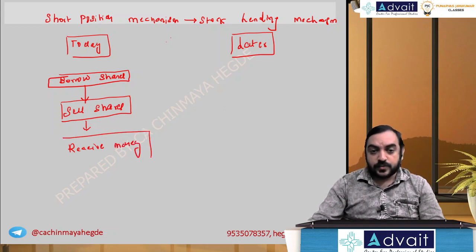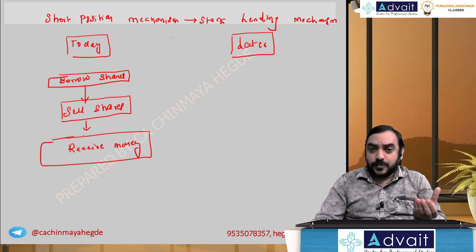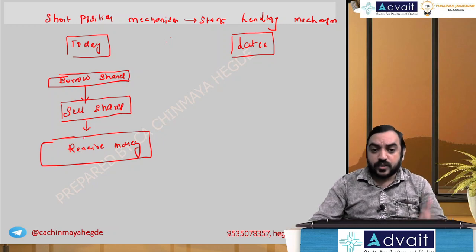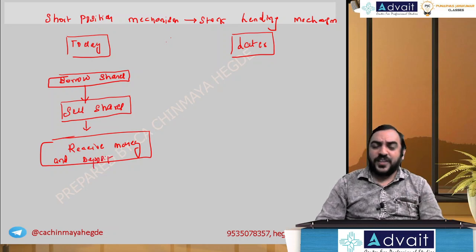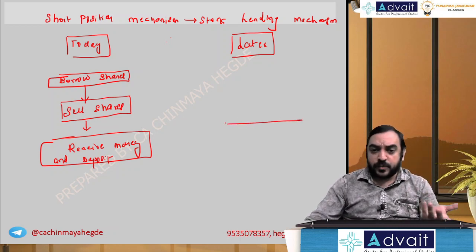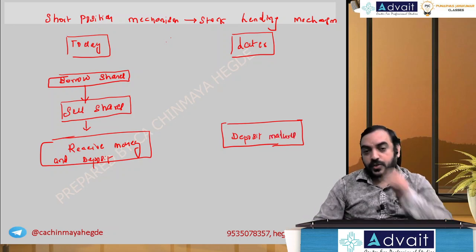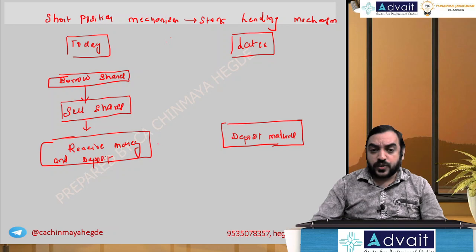Once you receive money, you will have money with you. You don't keep it idle. You deposit it, because if you keep money idle, you lose opportunity cost. You deposit at a risk-free interest rate. So later, after 1 month or after 2 months or after 1 year, the deposit will mature. Now the deposit matures, and on this you earn interest income.